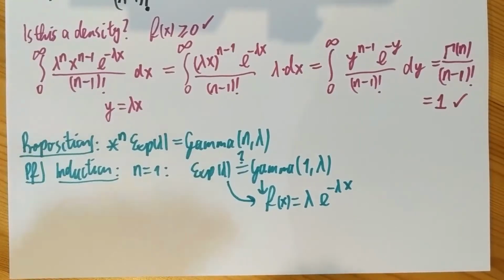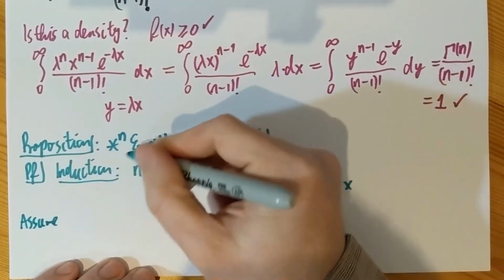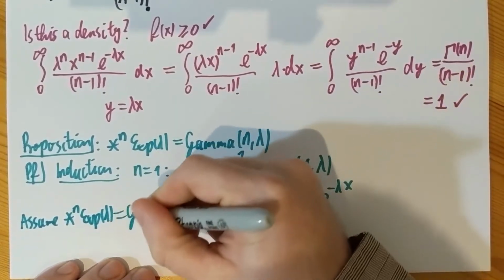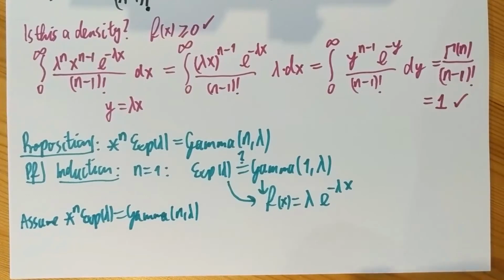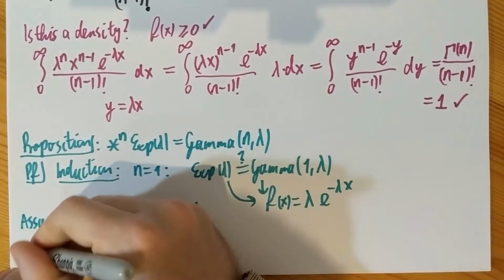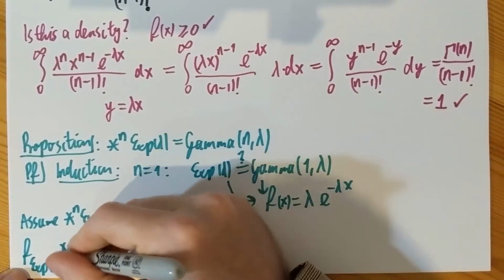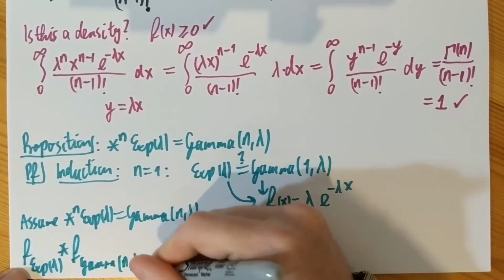Gamma of 1 and lambda. So now to do the induction, we have to do the induction step. I'm going to assume that it is true for n. So assume that the n-fold convolution of exponential lambda is indeed gamma n lambda, and try to convolve gamma n lambda with yet another exponential and see if we get gamma of n plus 1. So try to do f of exponential lambda convolved with f of gamma n lambda, and let's see what happens.